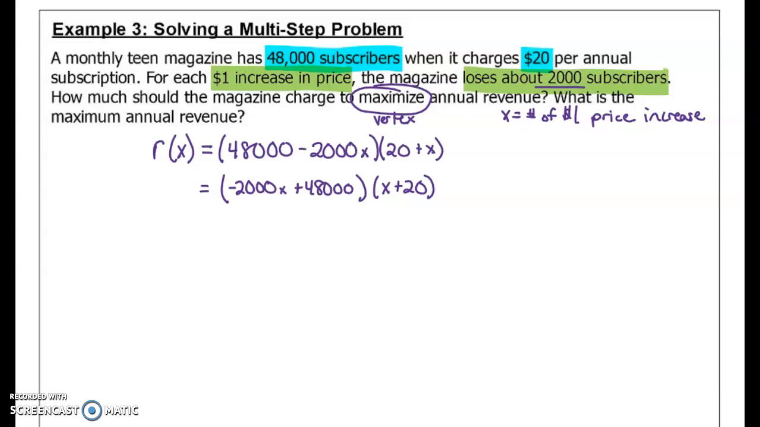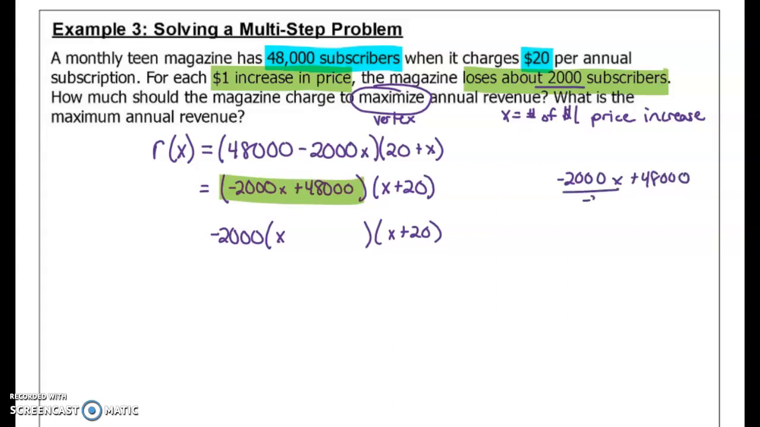The next thing I'm going to do is look at this parentheses right here, where there's a GCF that can come out. The negative 2,000 can be factored out, and we'll see what's left. I'm going to step out here to show my work. You don't have to, though. If you were trying to factor out negative 2,000, it's like dividing by negative 2,000. So 48,000 divided by negative 2,000 is going to be negative 24.